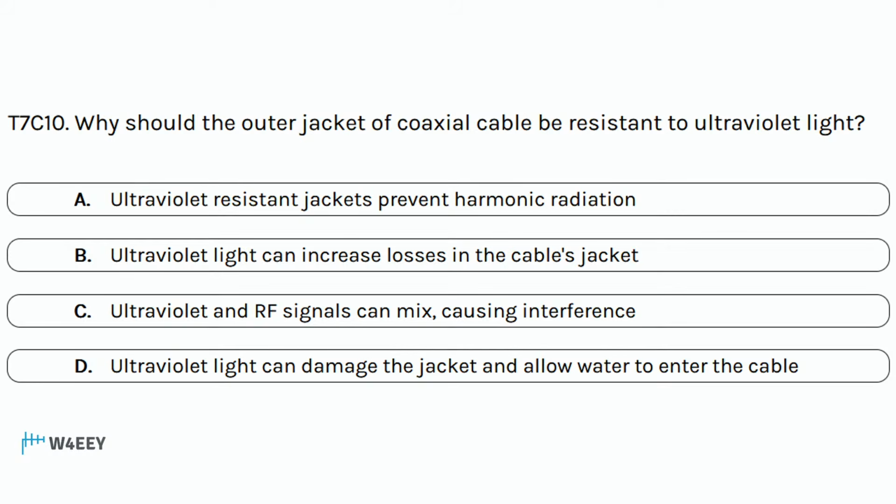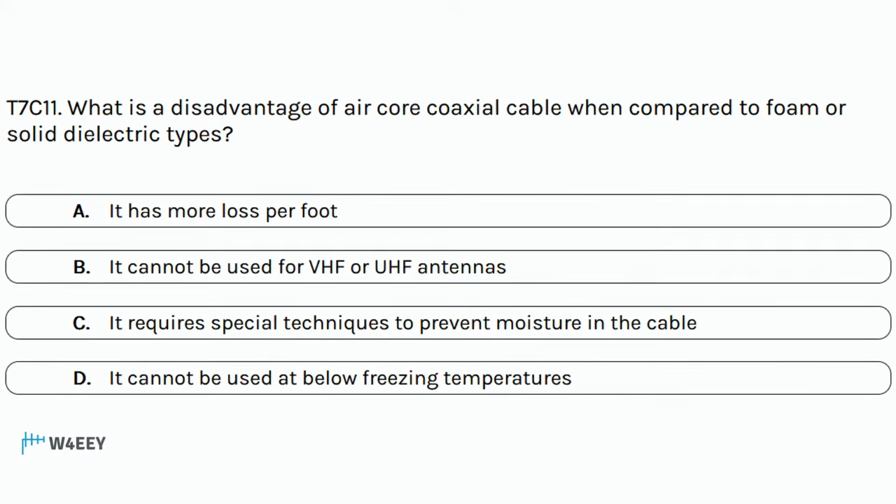Why should the outer jacket of coaxial cable be resistant to ultraviolet light? Delta. Yeah. Ultraviolet light can damage the jacket and allow water to enter the cable. No good. And what is the disadvantage of air core coaxial cable when compared to foam or solid dielectric types? Charlie. You gotta use nitrogen, or you gotta use dry air. You have special techniques to prevent moisture in the cable.